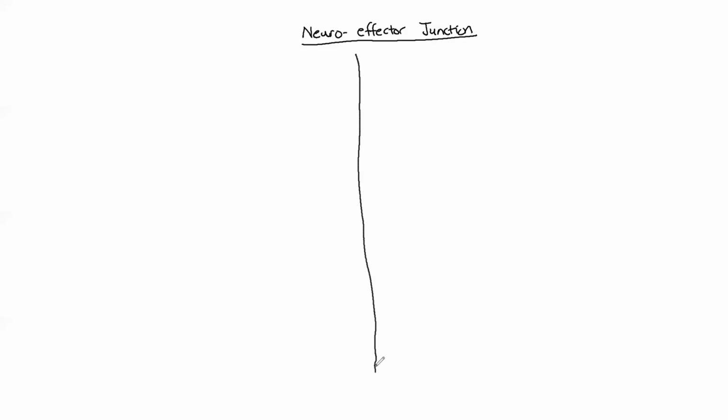Okay, so we're looking at the neuroeffector junction. We're going to divide our page into two so we can think about both divisions of the autonomic nervous system. We'll look at the sympathetic here, and we'll look at the parasympathetic here.